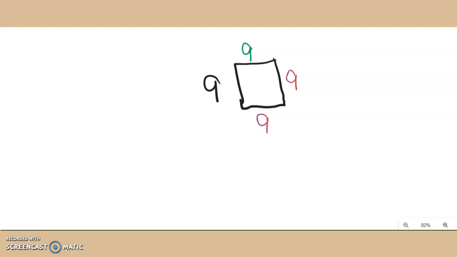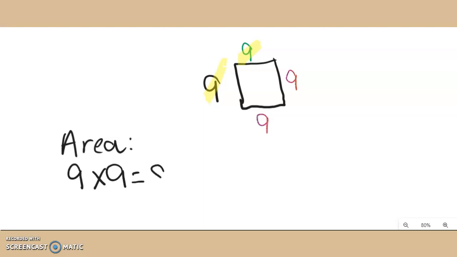So if we're measuring area, we know that it's a multiplication problem, and we're going to multiply the length and the width. Our length is 9, and our width is 9. So that's going to equal 81.